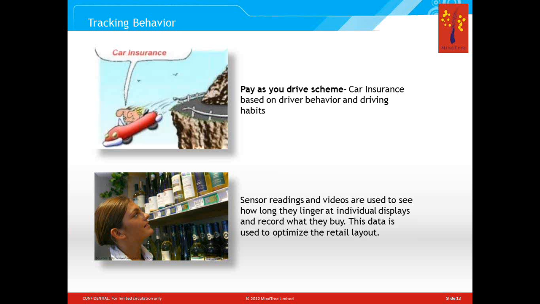Another example is retail, where video surveillance and sensors are used to see where the consumers, the customers, linger, where they spend more time when they move around. And based on this information, you can redesign your retail layout. Basically, you can optimize your layout for your benefit.